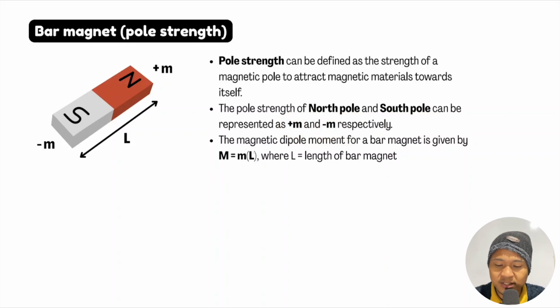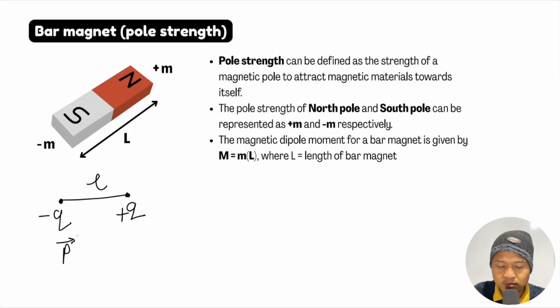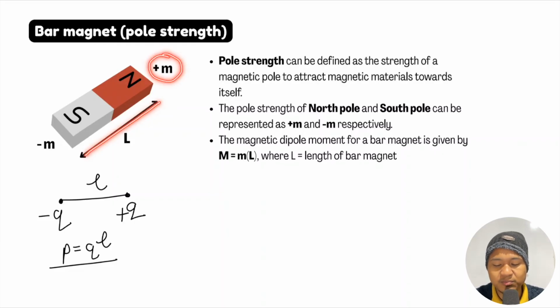So the magnetic dipole moment, like n into I into A for a current loop, is something else for a bar magnet. For a bar magnet, the magnetic dipole moment is pole strength into the length of the bar magnet. If I have an electric dipole separated by distance L, the dipole moment p is q into L, charge into separation. Similarly, for magnetic, m into L is the magnetic dipole moment.